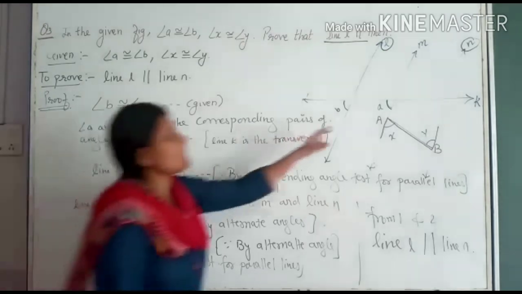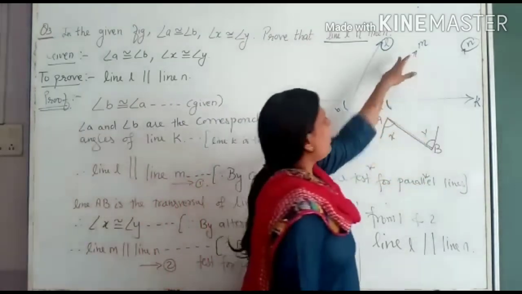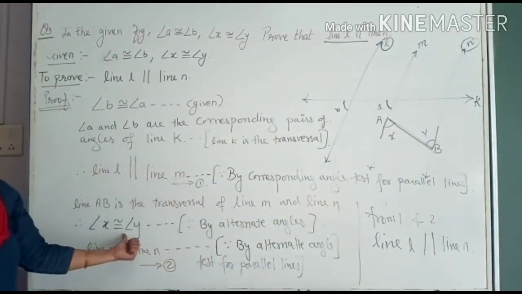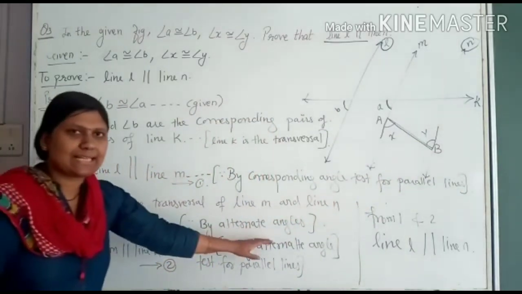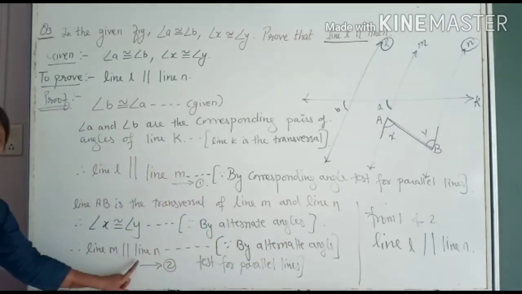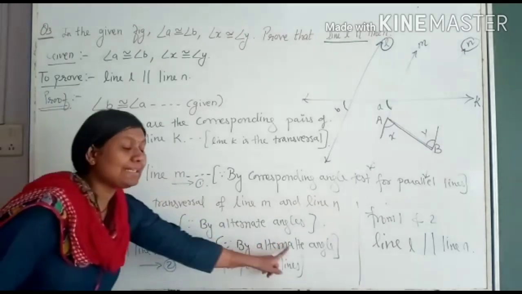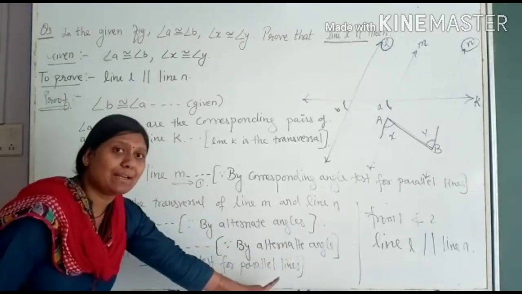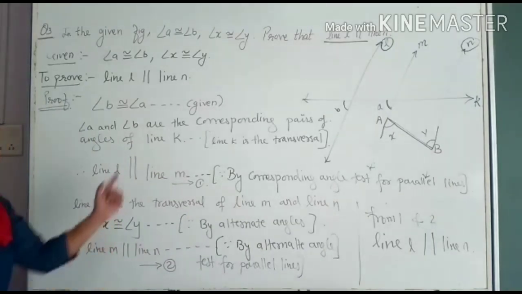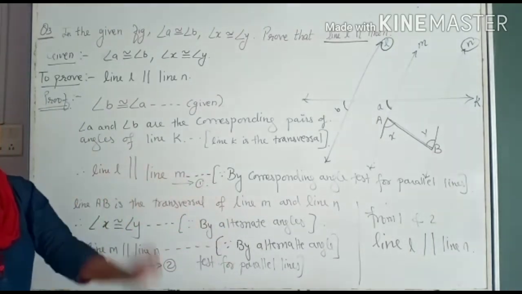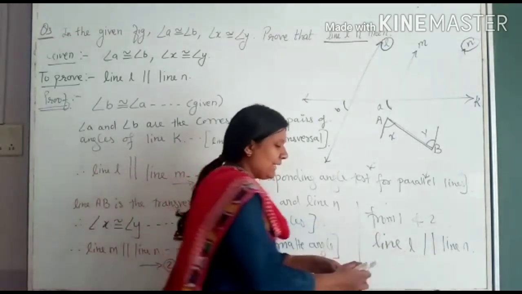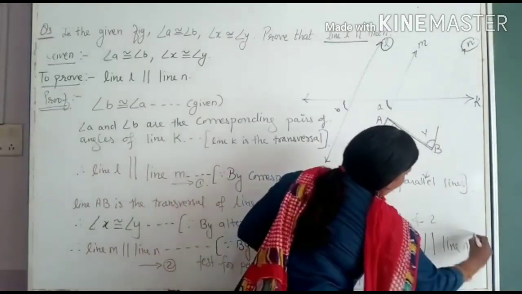Now if you consider AB as the transversal of line M and line N, then angle X and angle Y become congruent to each other. These are nothing but alternate angles. Therefore, line M is parallel to line N by the alternate angle test for parallel lines. This is the test for parallel lines. Angles are congruent, lines are parallel. This is nothing but the test for parallel lines. Therefore, from 1 and 2, we proved that line L is parallel to line N.